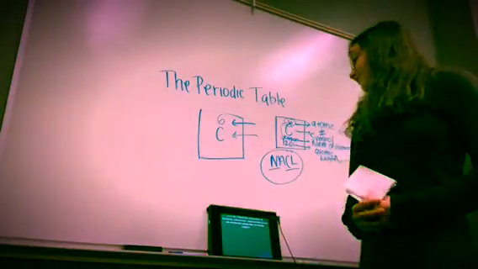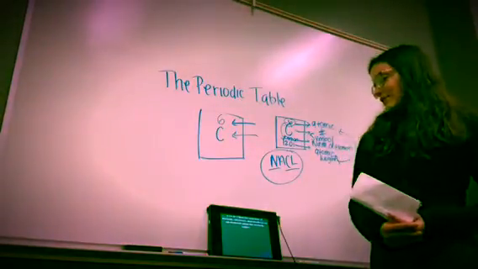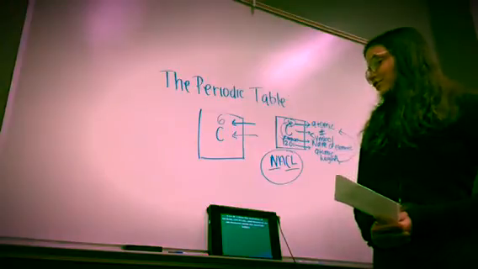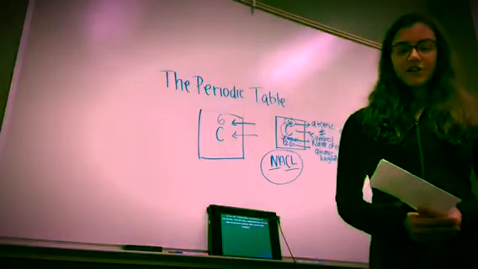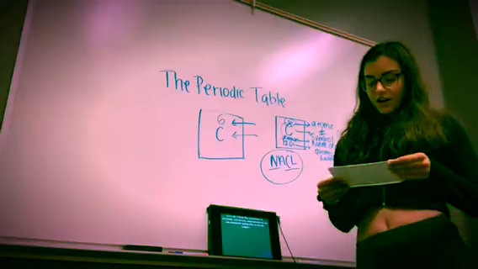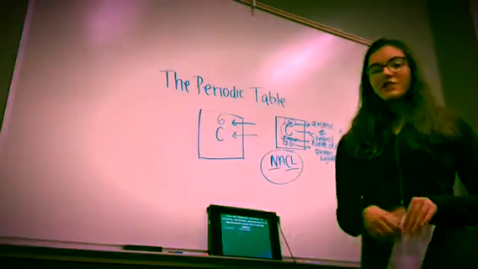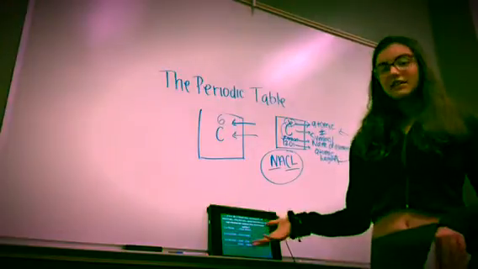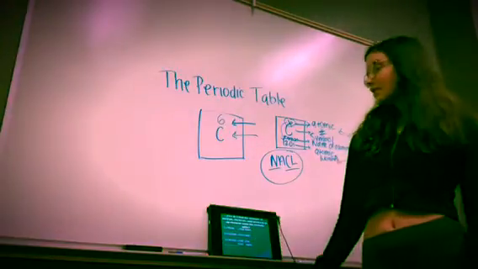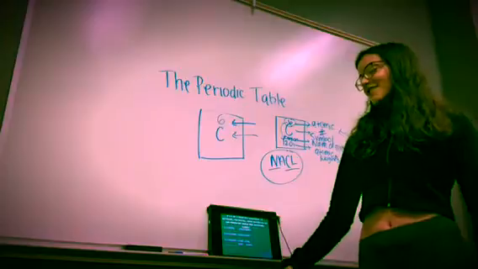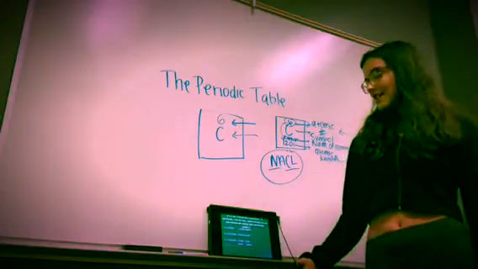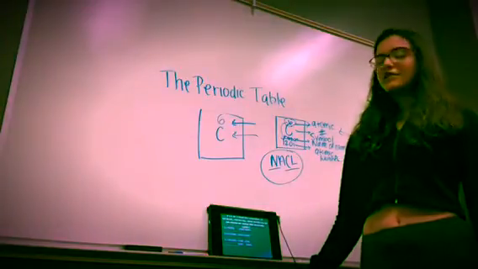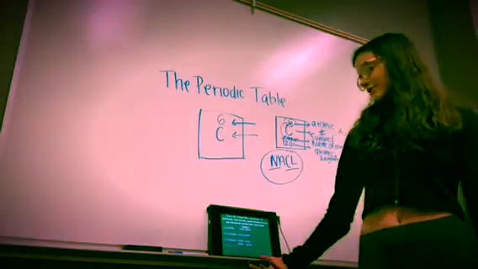All right, so moving on. How do I find the number of protons, electrons, and neutrons in an element using the periodic table? First, the number of protons is determined by the atomic number. Second, the number of electrons is determined by the atomic number as well. And then lastly, the number of neutrons is determined by the atomic weight and the atomic number. So it uses both.